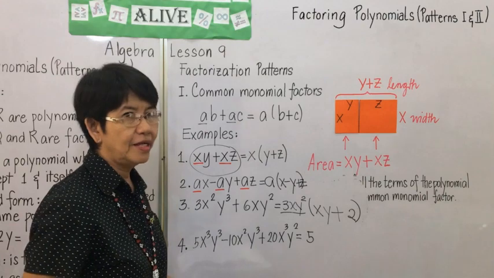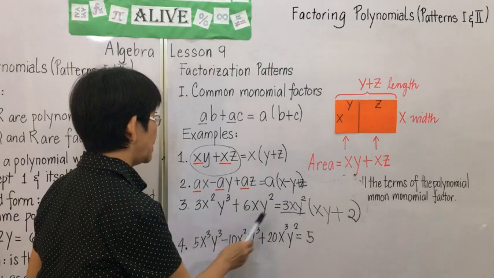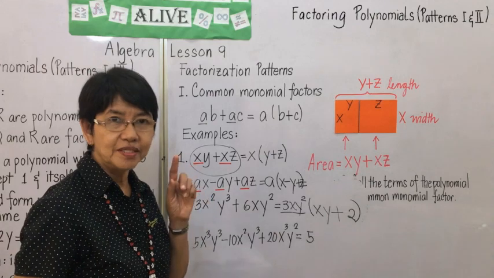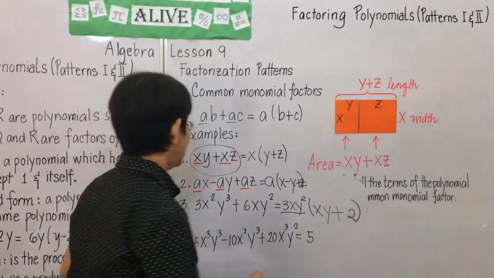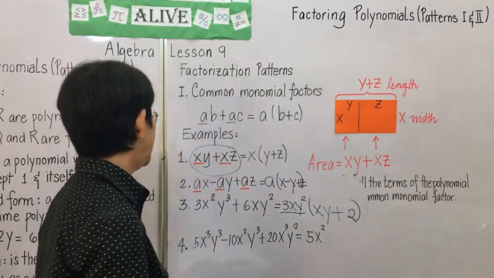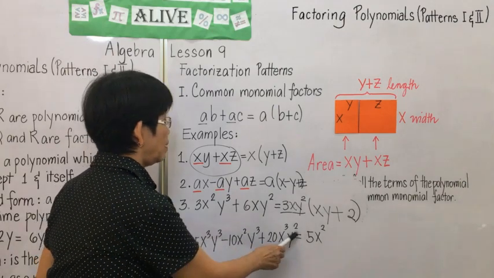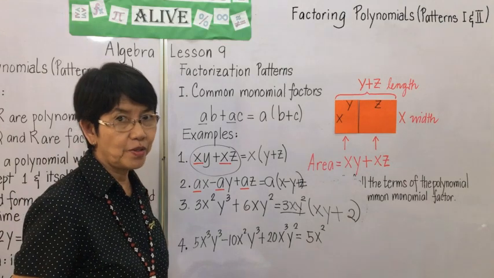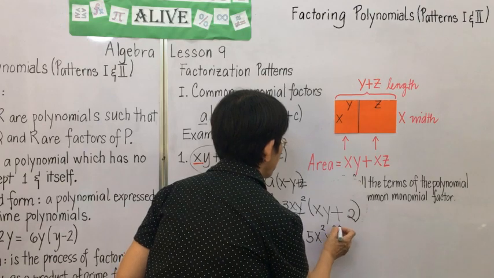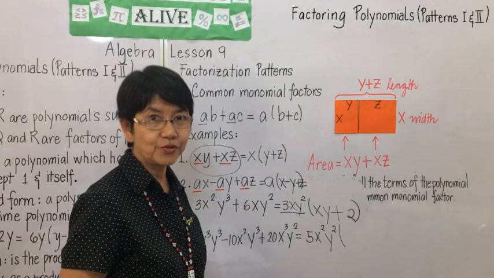Okay. Then you look at the common variables. We have x cubed, x squared, and x cubed, and pick out the lowest power of x, which is x squared. And then y cubed is also common, y cubed and y squared. And the least power of y is y squared. So this is now your common monomial factor.